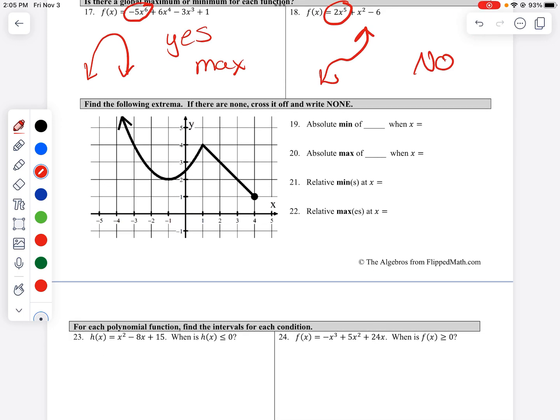So find the absolute extreme. The absolute min, well, right here, our absolute min of 1 is at x equals 4. It keeps going up and up, so there's no max.